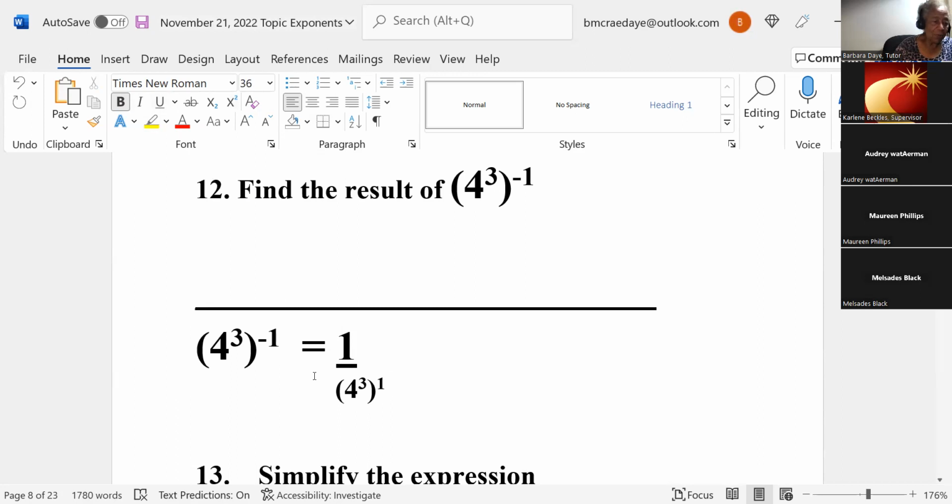So what's that equal to, Mercedes? What's the answer? Is the answer 64, miss? 1 over 64. 1/64. That's right, because 4 times 4 times 4 is 64. So that would be 1 over 64. That's your answer. Or do you have that one correct? Yes. Okay.